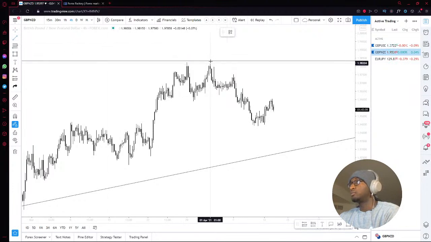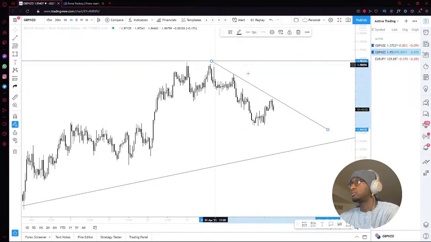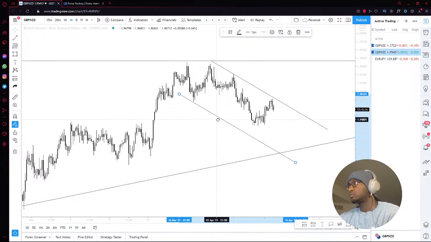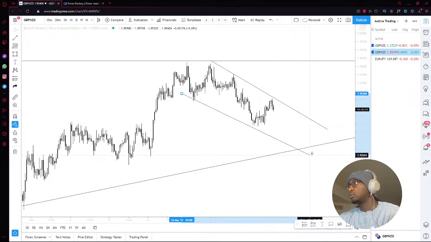So at the moment we do have a smaller time frame downtrend though, which ultimately creates a channel here. Like so.